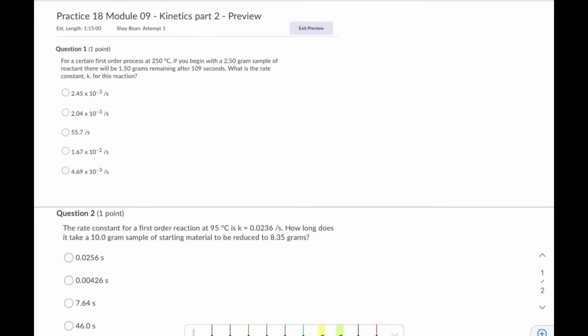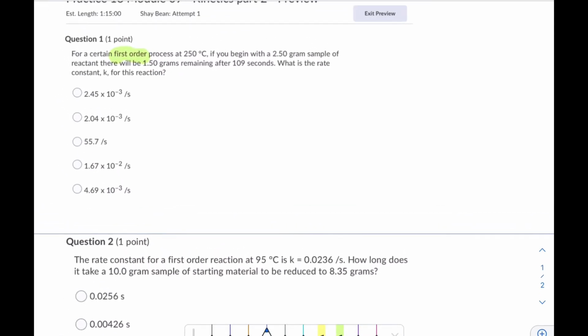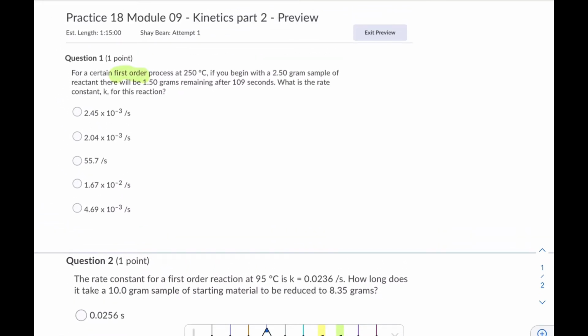All right, so here we have a question from practice 18. For a certain first order process, they're telling you it's first order. At 250 degrees Celsius, the temperature doesn't matter. It doesn't show up in any of the integrated rate law expressions, but recall from the module, your temperature has to be constant in order for your rate constant to be constant. So that's just telling you you've got a constant rate constant.